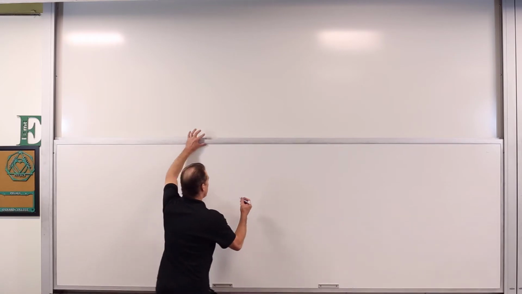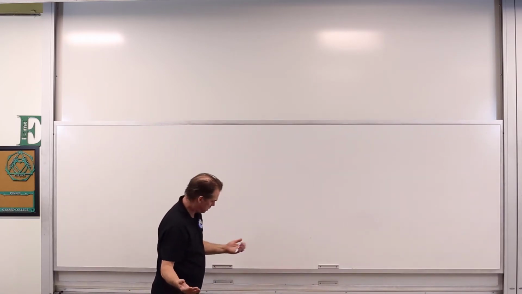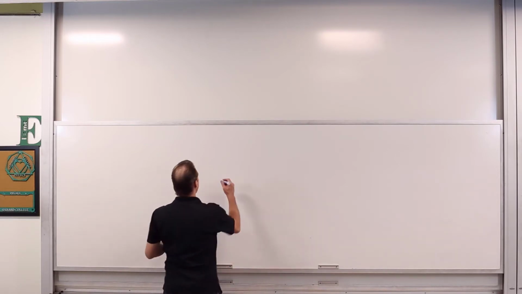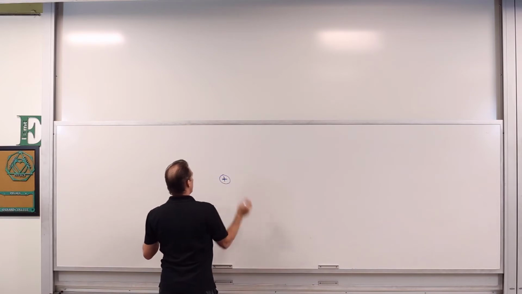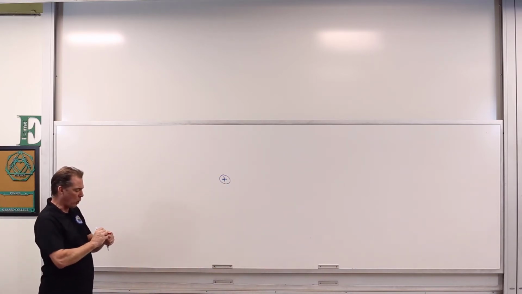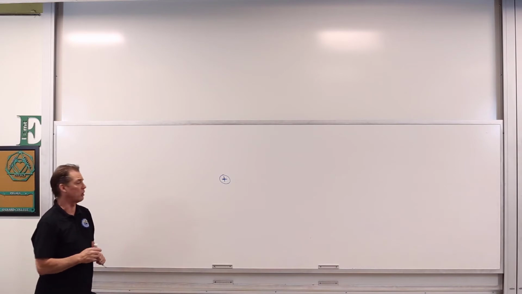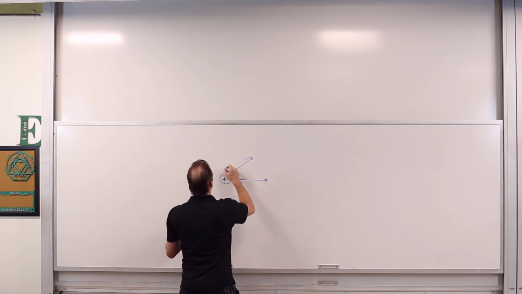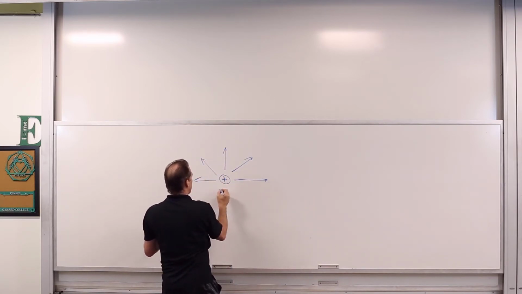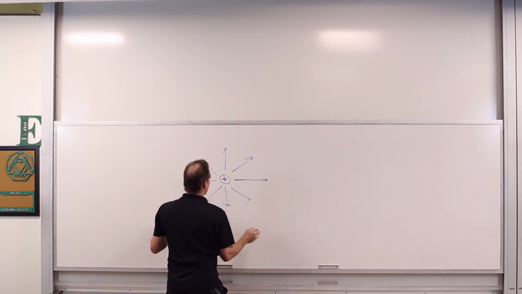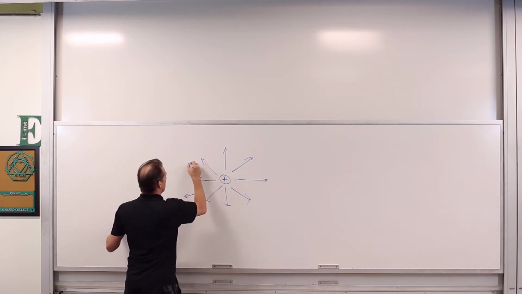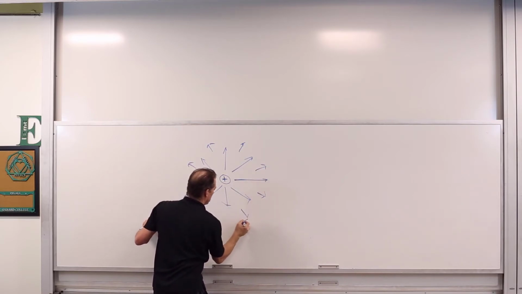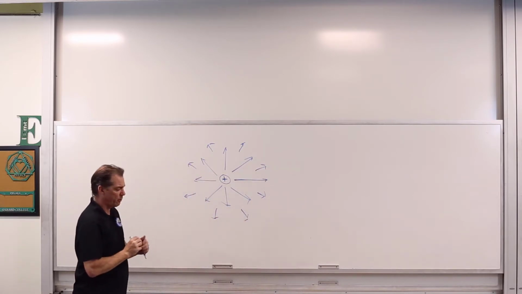So consider this. We've got ourselves a positive point charge here, and what we want to do is draw what the surfaces of equipotential look like. So again, the electric field goes radially outward and reduces in its magnitude as we get further and further away. That's great. So what do the surfaces of equipotential look like?